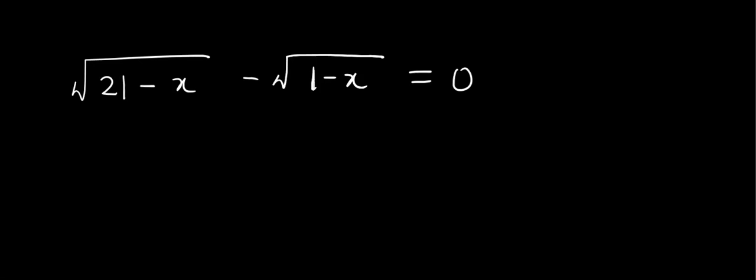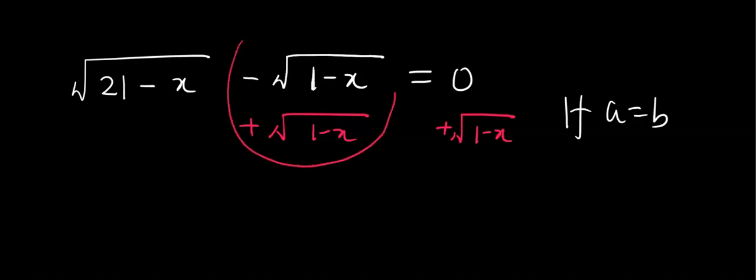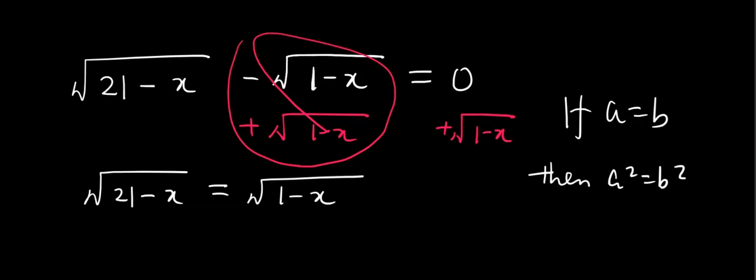Okay? All right. I really want it to become the form if a is b. Therefore, I'm going to add it to both sides. Therefore, this cancels out. Okay? This cancels out. Now, we're going to have the square root of 21 minus x equals the square root of 1 minus x. Now, it says if a is b, then a squared equals b squared. Therefore, we're going to square both sides.